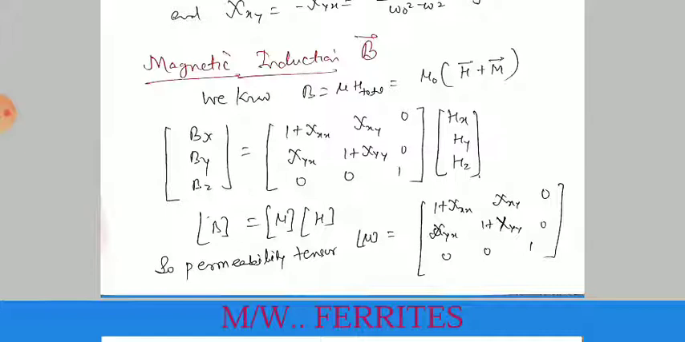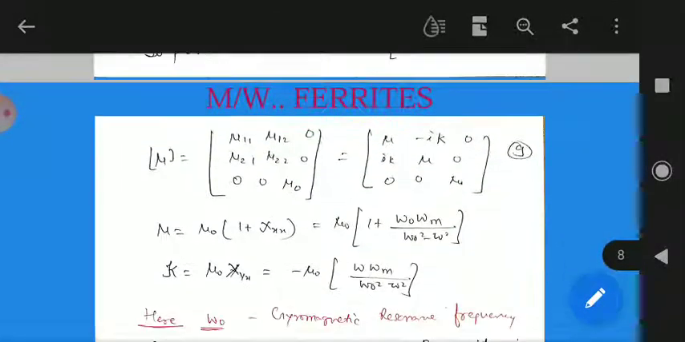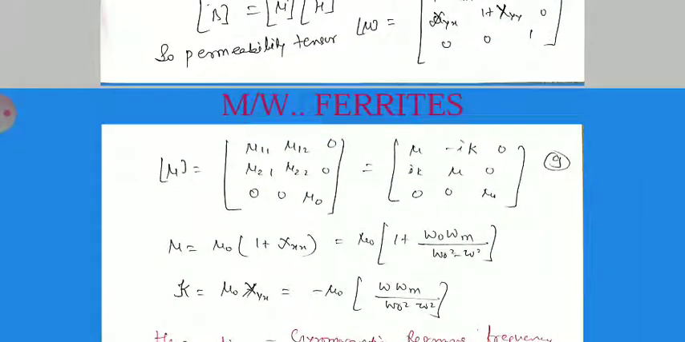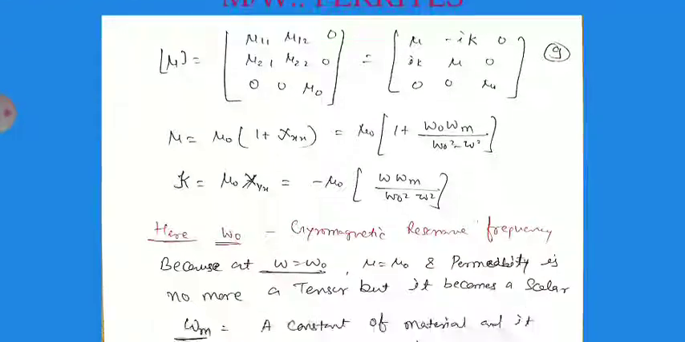So the permeability tensor is equal to mu0 times (1 plus chi xx), chi xy, 0; chi yx, (1 plus chi yy), 0; 0, 0, 1. And the last, mu equal to the matrix mu11, mu12, 0; mu21, mu22, 0; 0, 0, mu0. So this is like this.